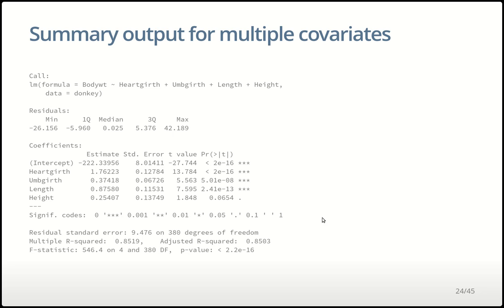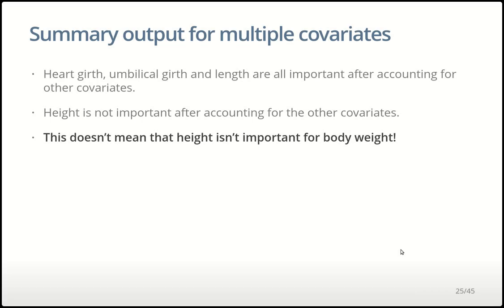Okay. Note the multiple R squared is increased now to 85%. So there's only less than 15% of the variation left over now. Okay, so heart girth, umbilical girth, and length are all important after accounting for the other stuff. Height is not important after accounting for the other covariates.